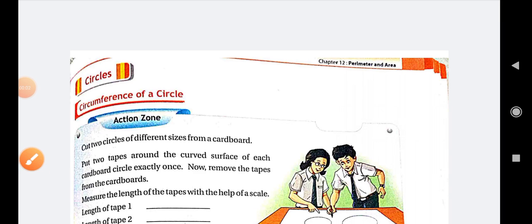Hello students, next topic of chapter 12 is circles: how to find the circumference of a circle and area of a circle. And in this video we will discuss how to find the circumference of a circle.